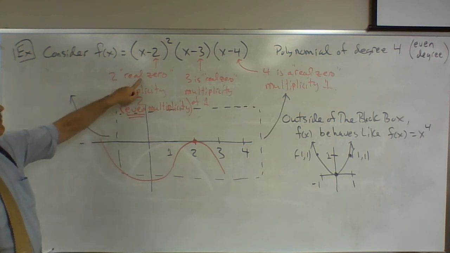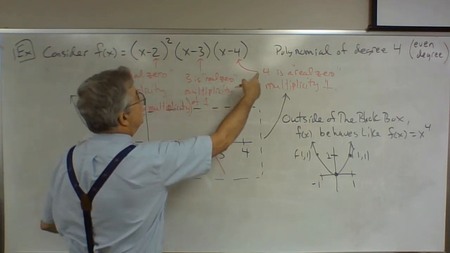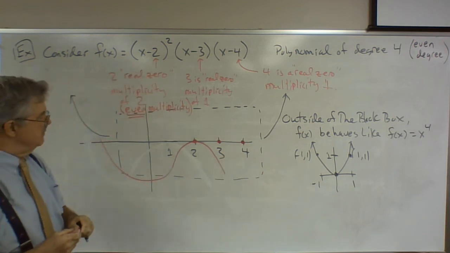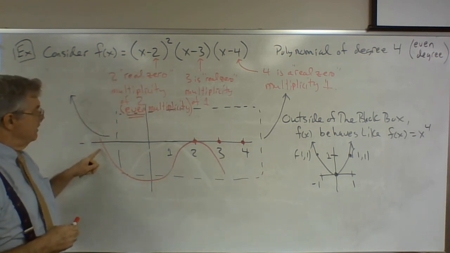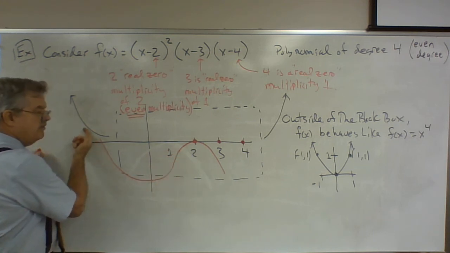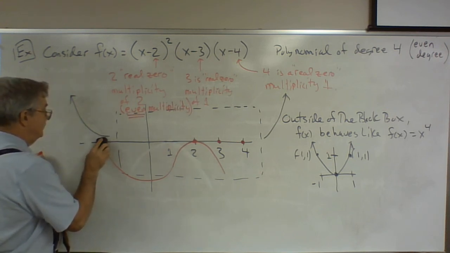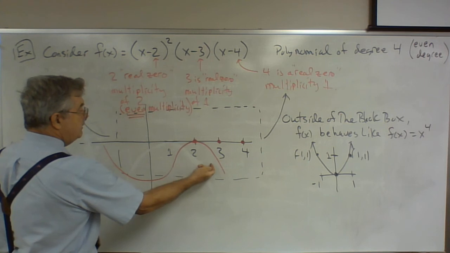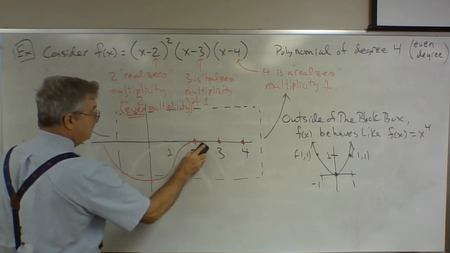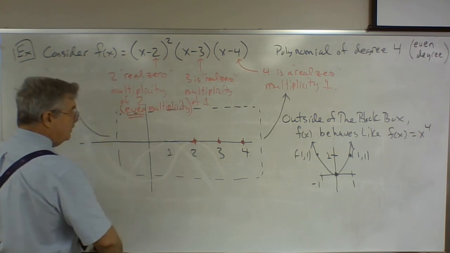We have all of our real zeros, 2, 3, and 4. These are all of the real zeros that we have. So the graph can't come down like this and then come back up and cross the x-axis, which means that right here at x equal 2, the graph can't look like this. So what happens then?